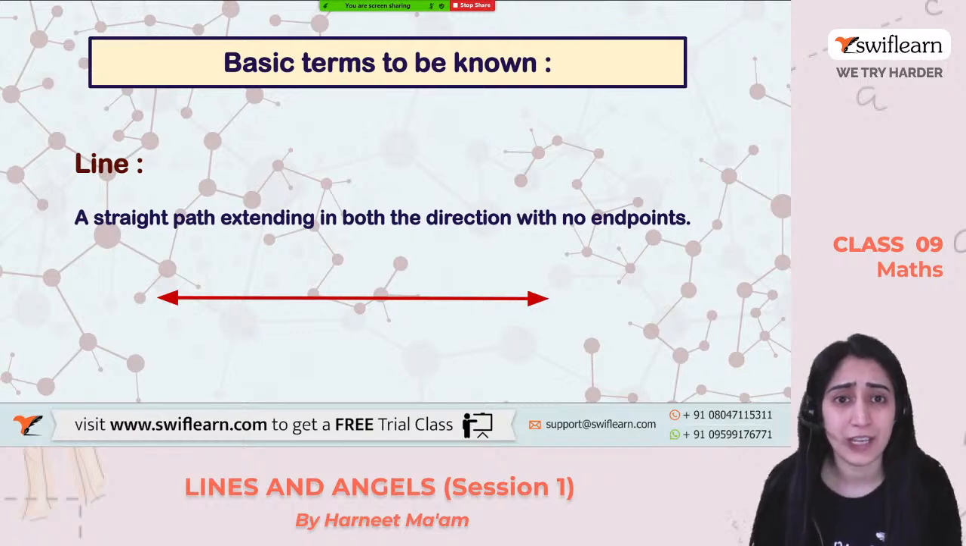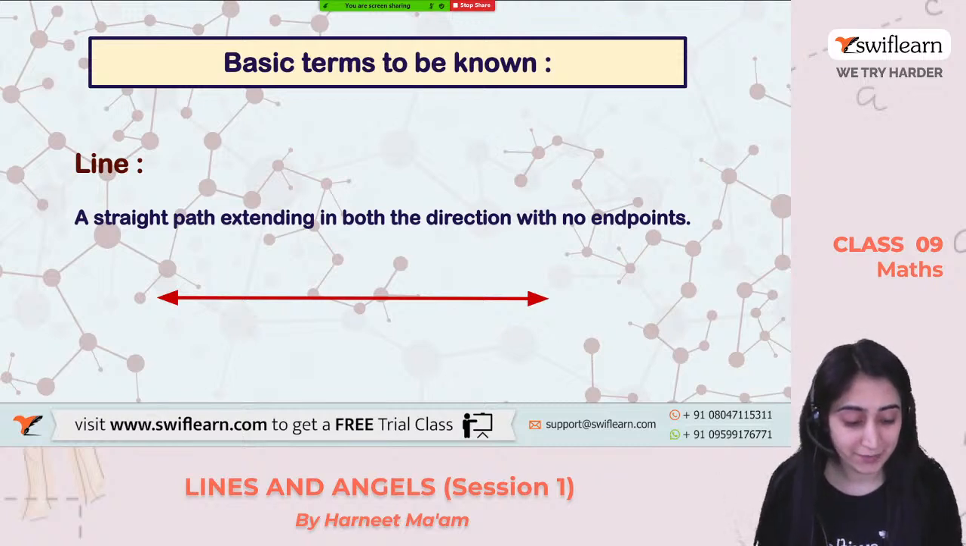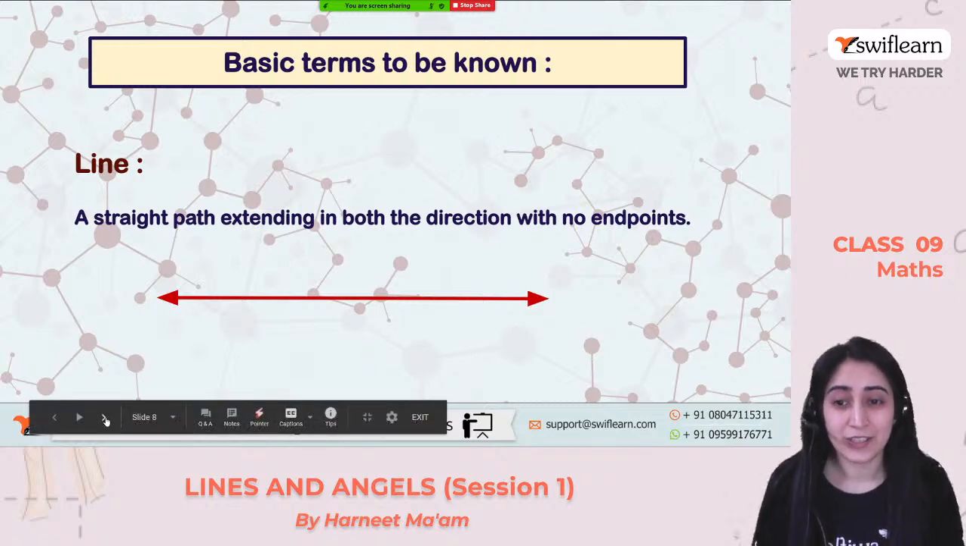Any example of a line? Yes, students, give me an example that you can say is a line. What can you say is a line? Okay. So I'll show you.